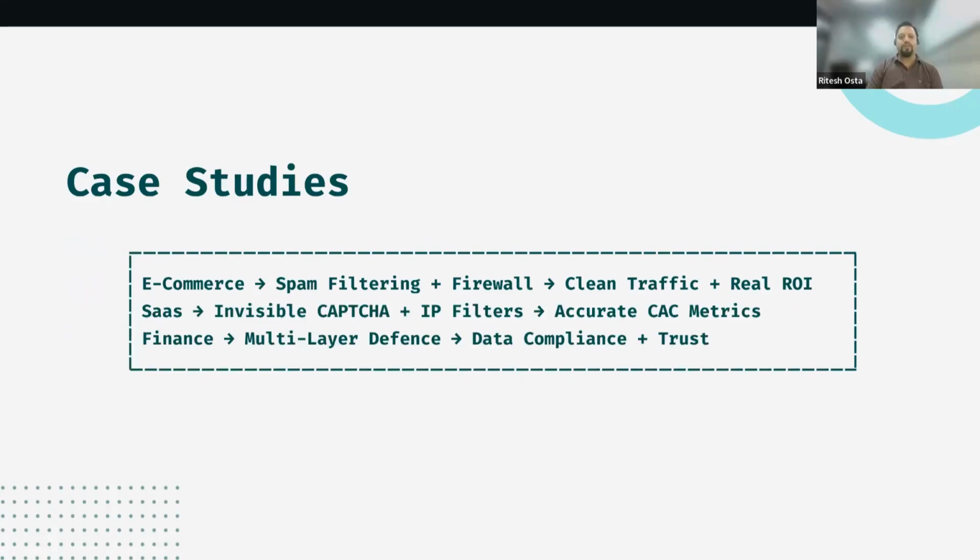Okay. So spam filters, firewall, clean traffic, real ROI. That's the whole point. Invisible CAPTCHA, IP filters. All of this can be done directly from a technical point of view, or you can use some of the fraud blocker tools which are available out there. The IP filters and IP blockers and all of that, right?